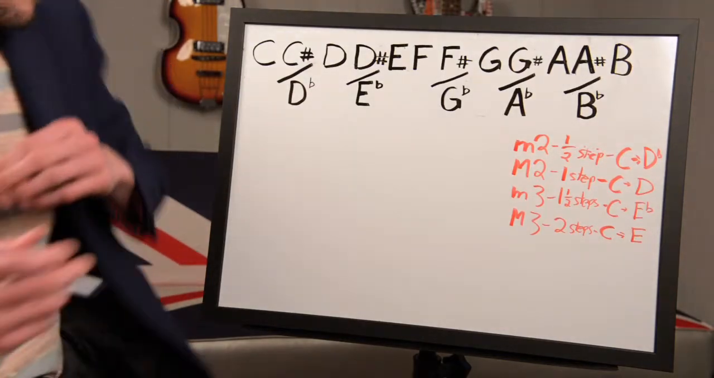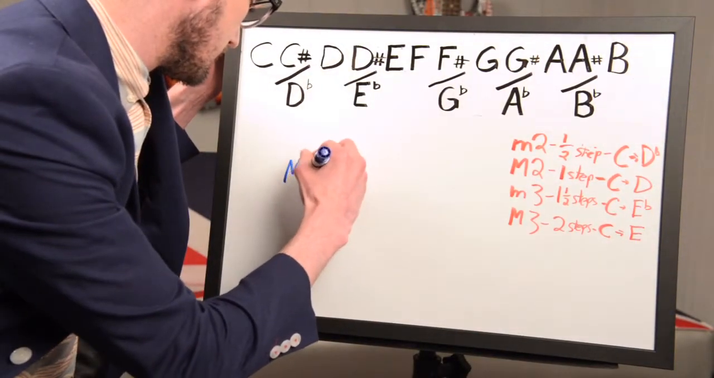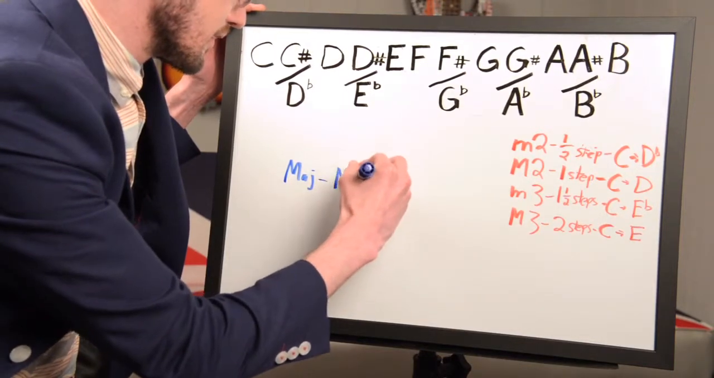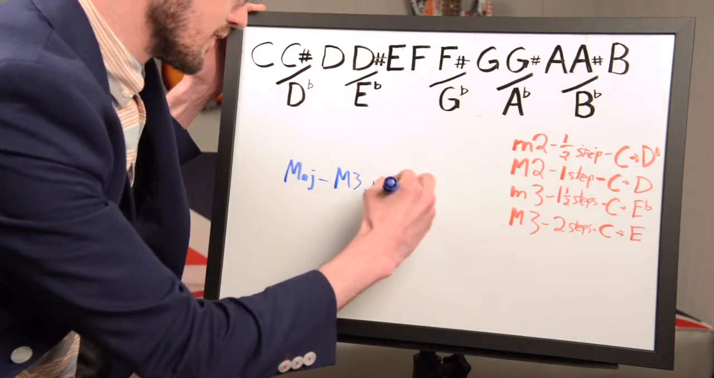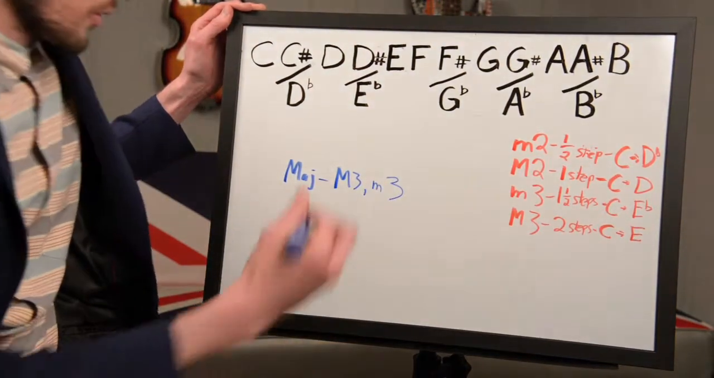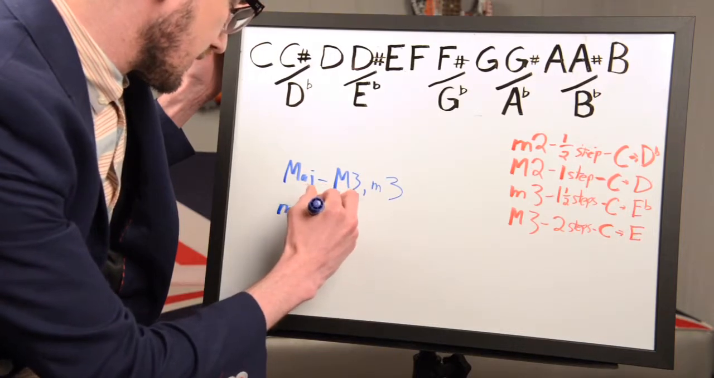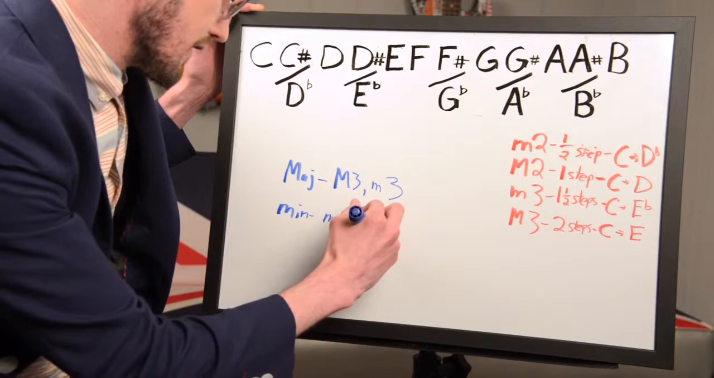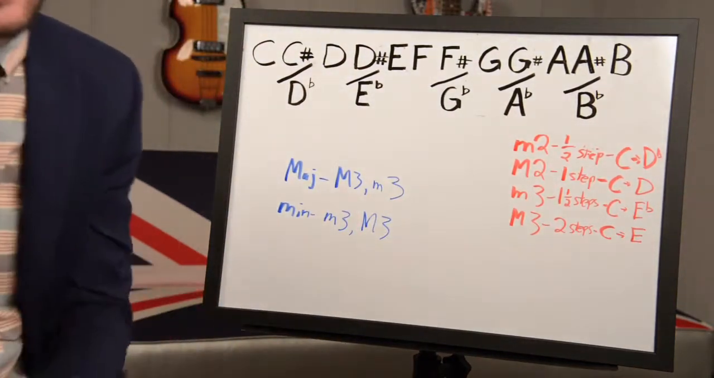So let me show you what I mean. If we have a major chord, it's a major third, and then a minor third. And if we have a minor chord, it's just the reverse. It's a minor third, and then a major third. So let me give you an example.